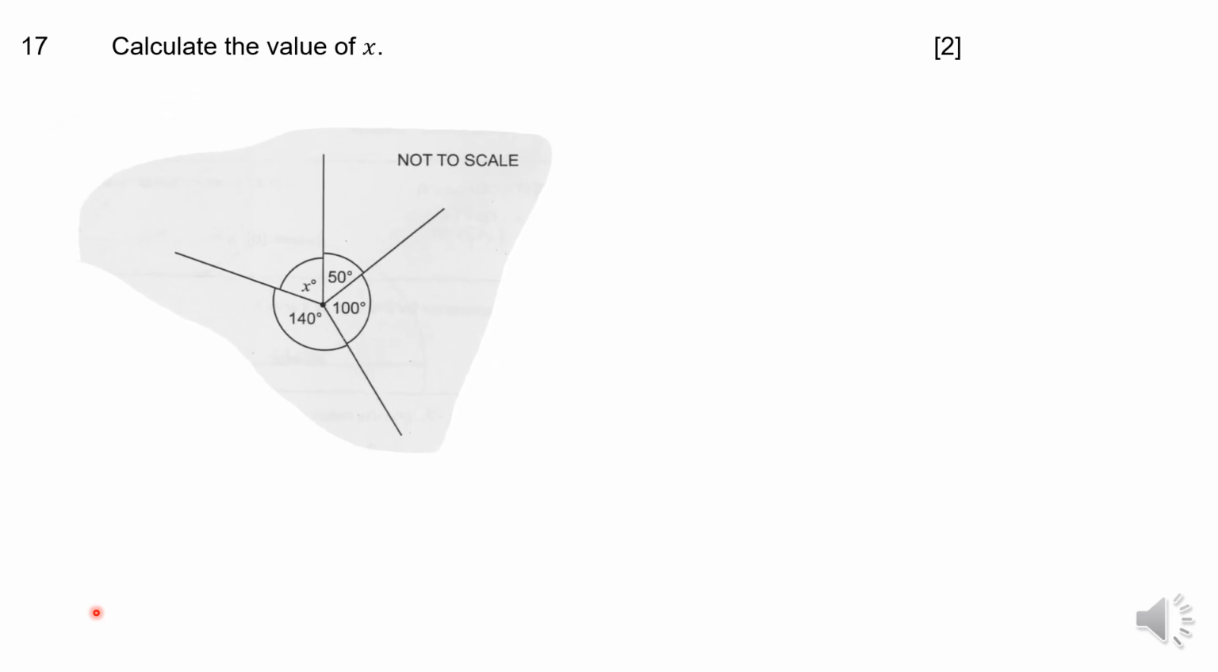Question 17, you have angles at a point. One of the things you should remember is that angles at a point add up to 360 degrees. So if you add angle X plus that 50 plus that 100 plus that 140, they go around that point, and you are going to get 360. In order for me to find X, I have to add the others and subtract from 360, and that means that X is equal to 70 degrees.